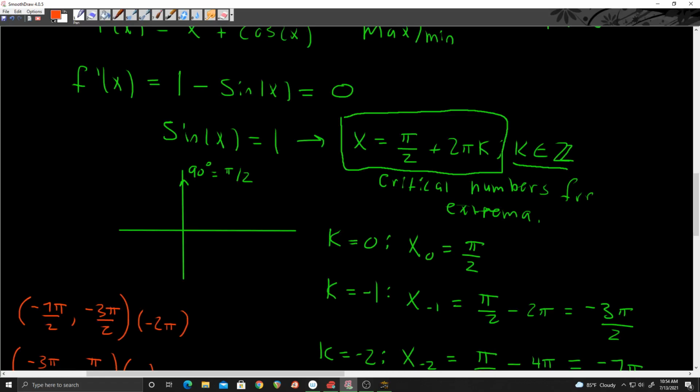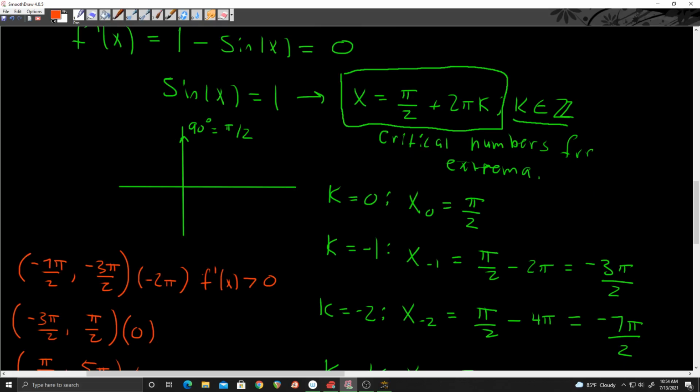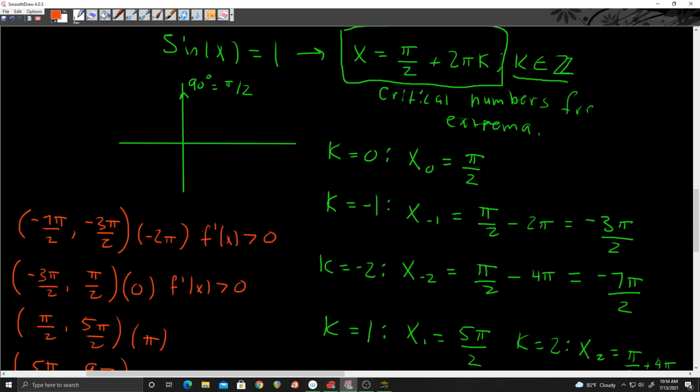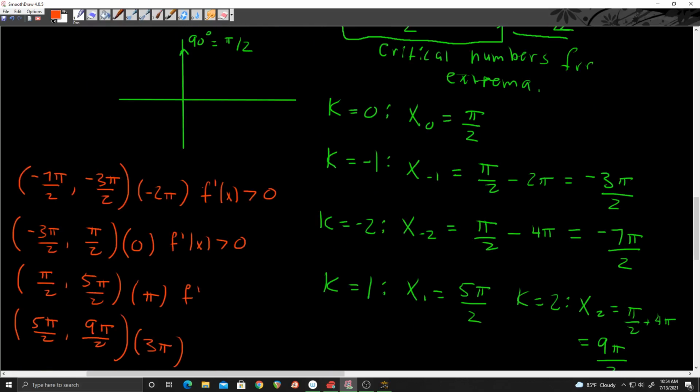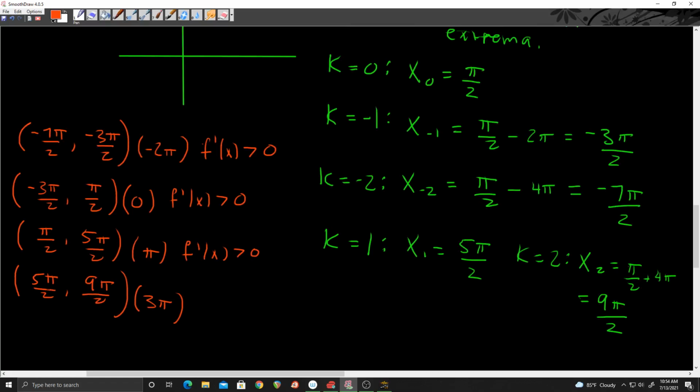Now the sine of any multiple of pi is 0, so guess what? We have a positive first derivative here. Sine of 0 is 0, so we have a positive first derivative here. Sine of pi is 0, so we have a positive first derivative here. And sine of 3 pi is 0, so we have a positive first derivative here. For some reason I was not expecting all of this.